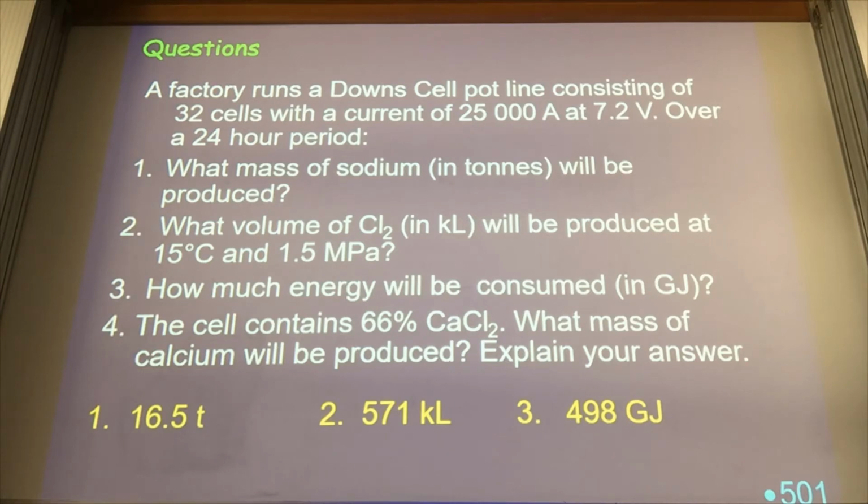Likewise, when you work out the energy, you're going to have to calculate it based on 7.2 amps being dropped over 32 cells.